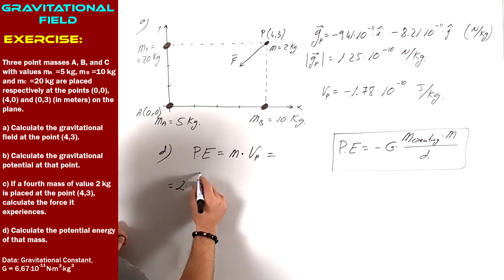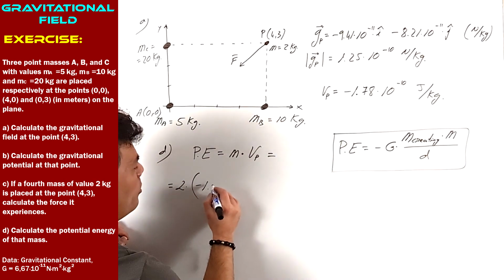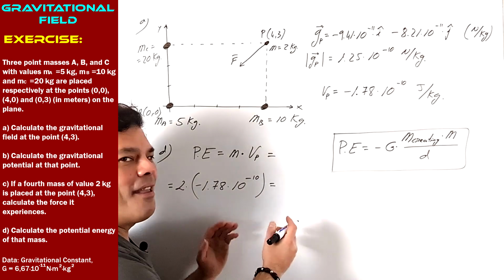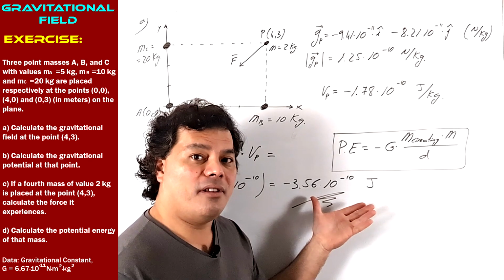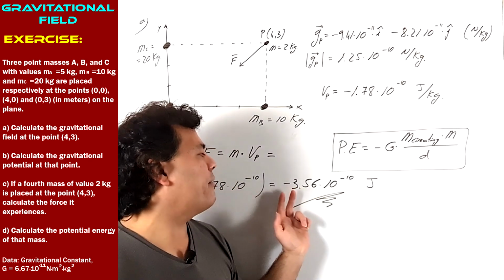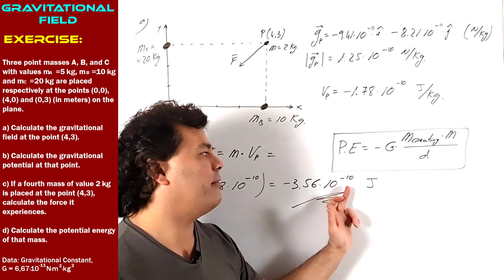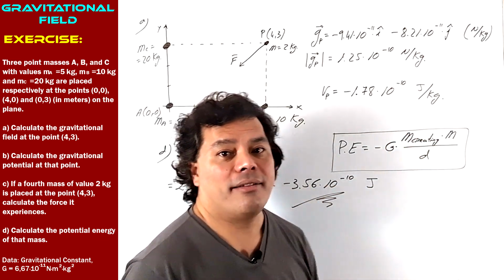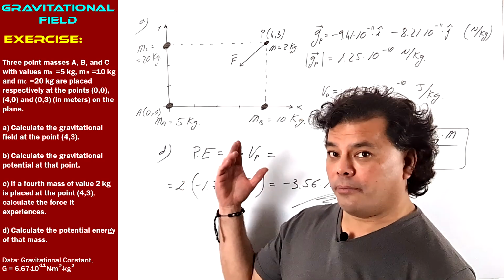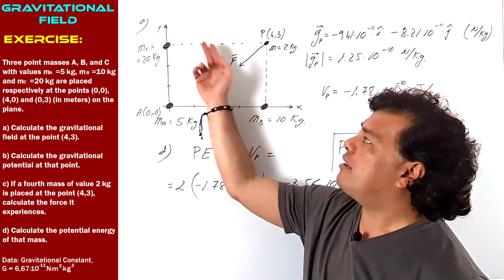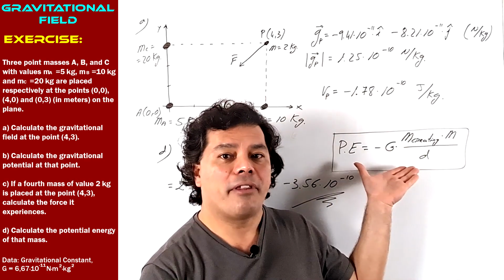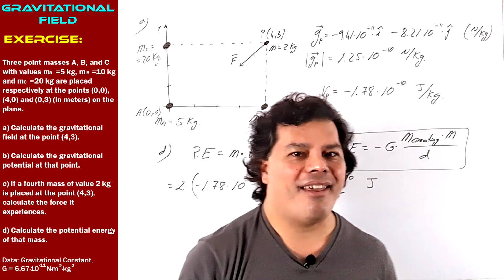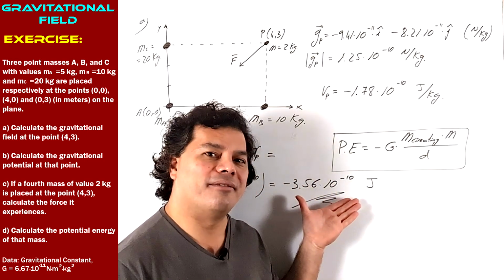we only have to do 2 kilograms multiplying negative 1.78 times 10 to the negative 10. And that's all. If you did it properly in your calculator, I hope you obtained negative 3.56 times 10 to the negative 10 joules. Only joules, not joules per kilogram. And I tell you that you would obtain the same result if you did it using this formula for every one of our masses. I challenge you to do it in order to obtain this result.